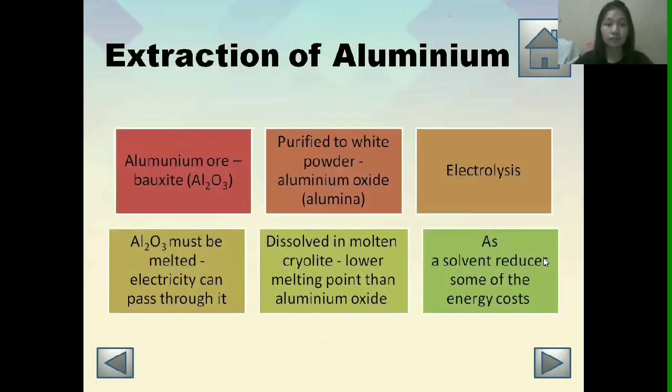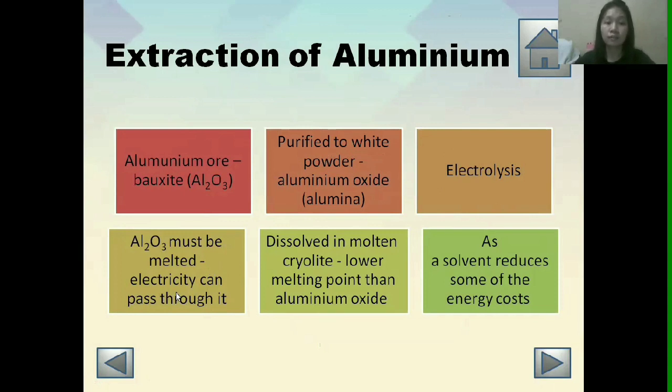Let's look at the extraction of aluminium. The aluminium ore is called bauxite. The bauxite is purified to a white powder, which we call alumina. And this extraction of aluminium can be done by electrolysis. The aluminium oxide must be melted first so that electricity can pass through it.